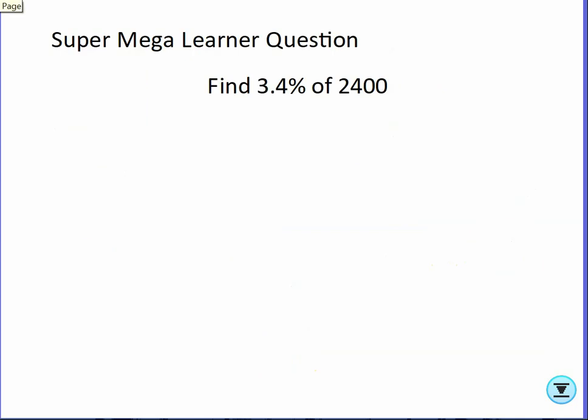Super Mega Learner question. Here we go. 3.4%. Pause the video. Have a go. Who cares if you can't get it? I'm going to show you a super easy way you're going to kick yourself at the end, because some of you will make this really hard. Okay, here we go. 10%. 1%. They're the only facts I'm going to use. 10%, 240. 1%, 24. Units, tens, hundreds, all lined up.